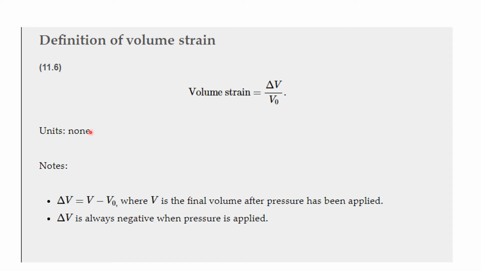Now, there are no units on this volume strain. It is a scalar because if I had meters cubed up here divided by meters cubed, the meters cubed would cancel out. Now, delta V is equal to V minus V0, where V is the final volume, after the pressure has been applied. Delta V is always negative when pressure is applied. In the problem that you're doing in the low stakes assessment, pressure is actually released at the surface of the water.